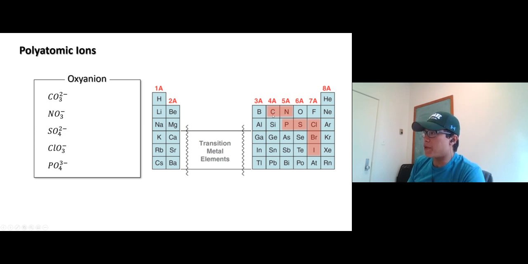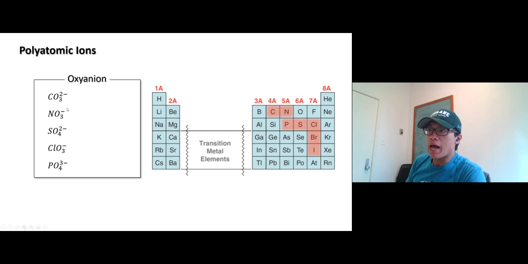So we have carbon, CO3 2 minus, nitrogen, NO3 minus. We have phosphorus, sulfur, chlorine, bromine, iodine. These can form oxyanions with oxygen. And I'm going to ask you to memorize the formula and the charge of these. These are the main ones. It's a must you have to do this. It's like you take a language class, and these are letters that you have to know.